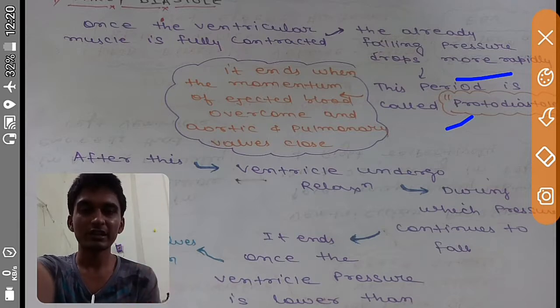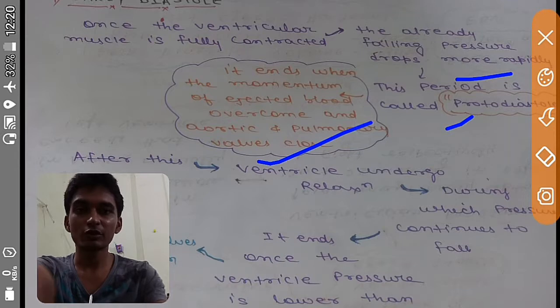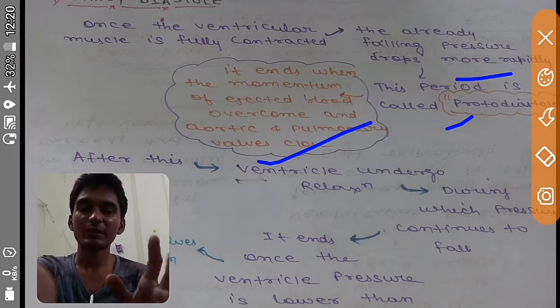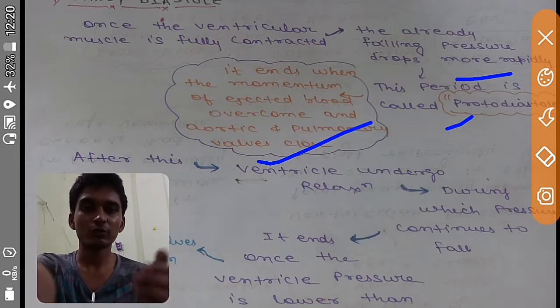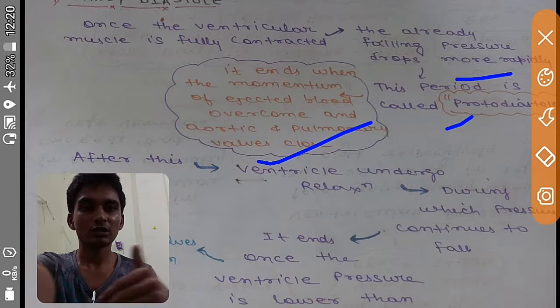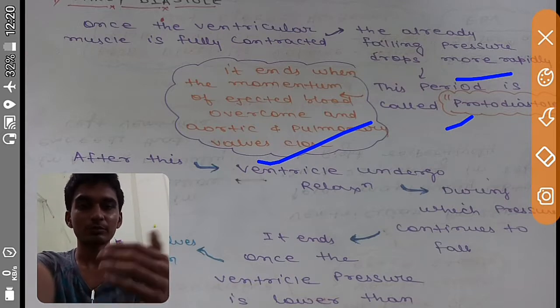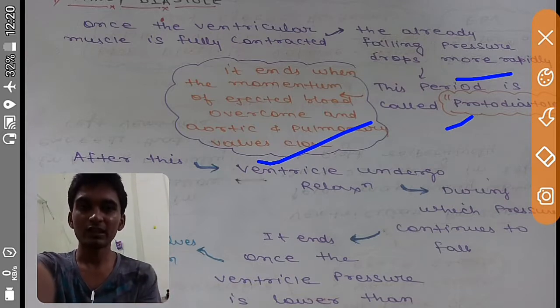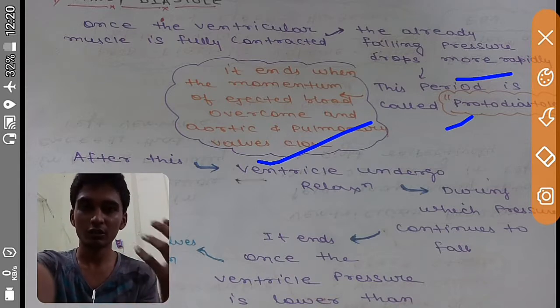Falling pressure in the ventricle is known as protodiastole. It ends when the momentum of ejected blood is overcome and the aortic and pulmonary valves close. I have said that pressure in the aorta has risen, but still blood is flowing from the ventricle to the aorta due to momentum. Once this momentum is over, once inertia is overcome, there will be no blood flow from the ventricle to the aorta and pulmonary artery. Blood flow will be completely stopped, and ultimately the aortic and pulmonary valves will get closed.